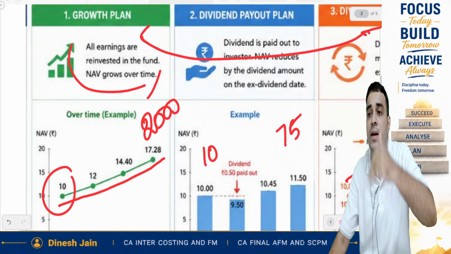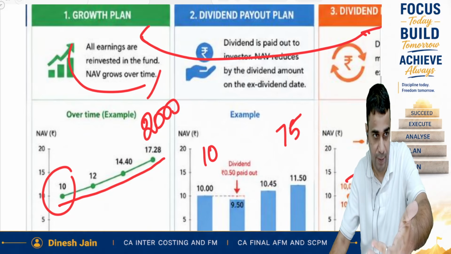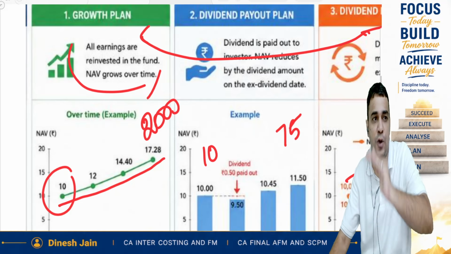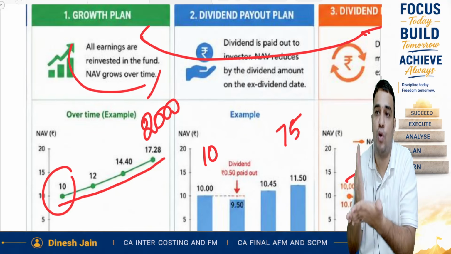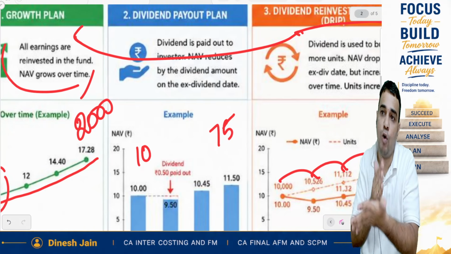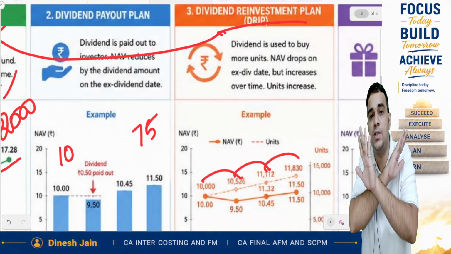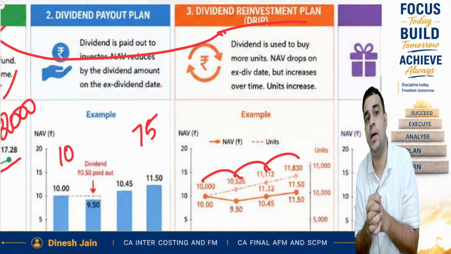Payout plan: dividends are paid. NAV will go down whenever dividends are paid. Why, you will understand maybe in another 1 or 2 classes. As of now, that concept is not needed. Growth plan, opening units equal to closing units. Payout plan, opening units equal to closing units. Reinvestment plan, opening units is not equal to closing units.